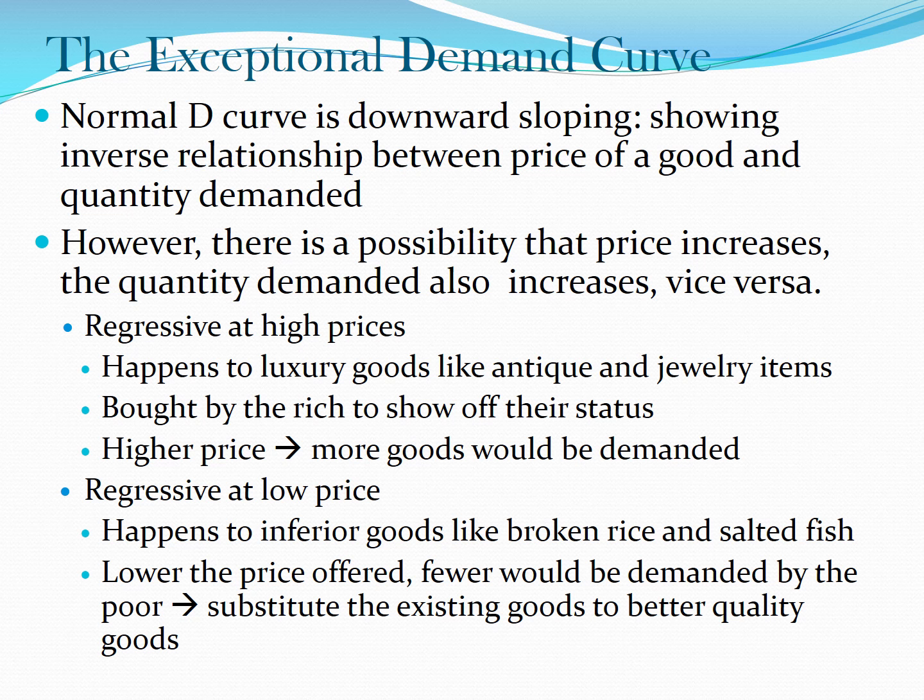This is the exceptional demand curve. The normal demand curve follows the law of demand: when price increases, quantity demanded drops, and vice versa. But for the exceptional demand curve, the demand for certain goods may not follow this law, for example, luxury good and inferior good. So this is normally for a normal good only.